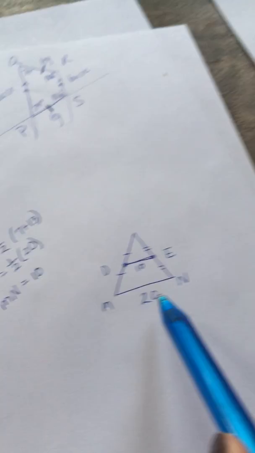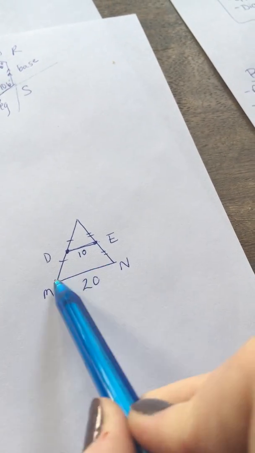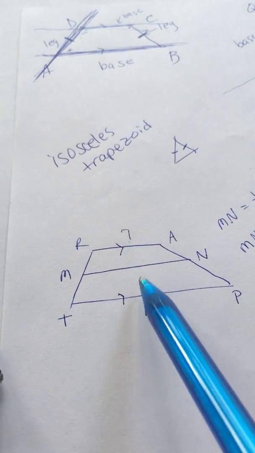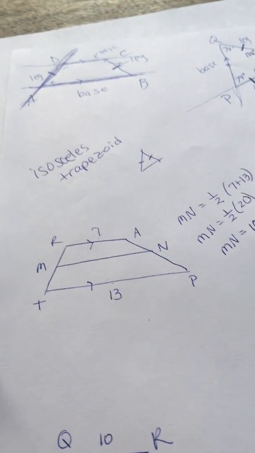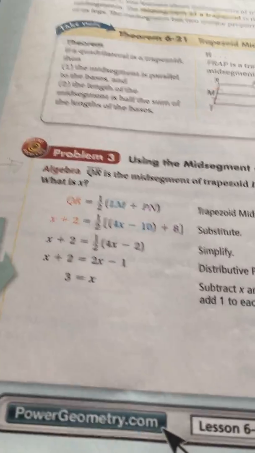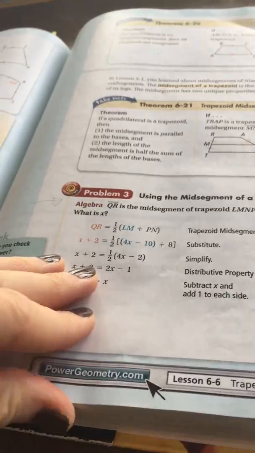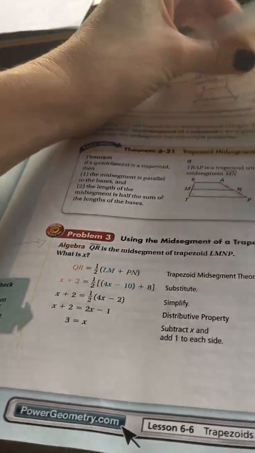So it's different from the triangle theorem because the triangle was just half the third side. For the trapezoid, it's half the sum of your two bases. So you have to add those together. Okay, I want you to read problem number 3 and work it out on your own because it's worked out in the book for you, and you can look at that for a reference if you need to.